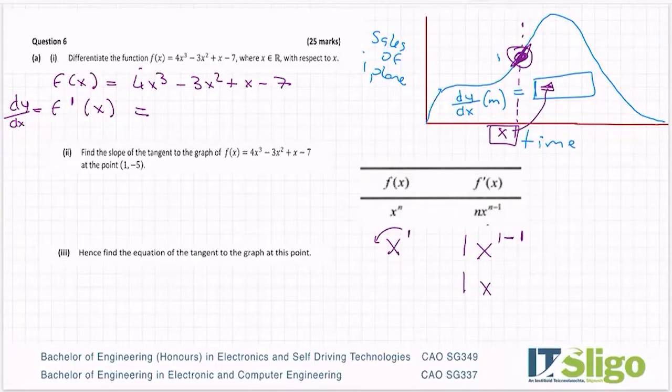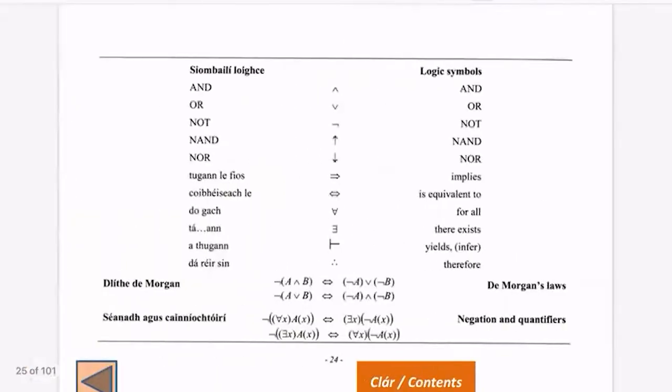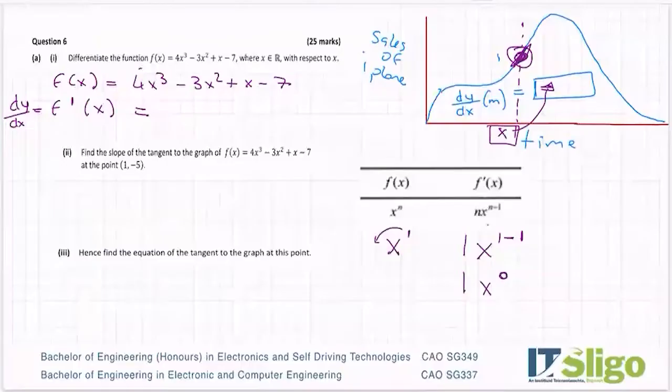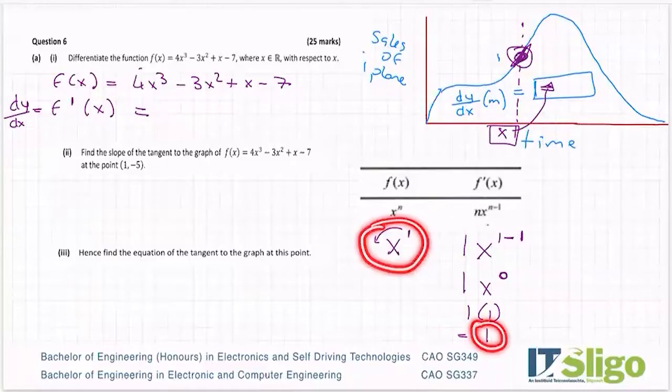Subtract 1 off the power. 1 minus 1 is 0. Anything to the power of 0 is not 0. Okay, as you think, it's 1. Anything to the power of 0 is 1. So this becomes 1 times 1, which is 1. So if you differentiate x, you get 1. Okay.